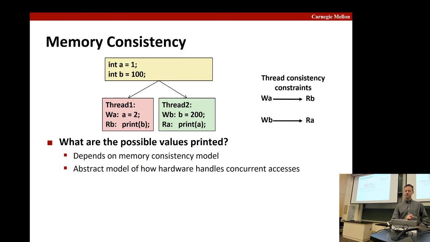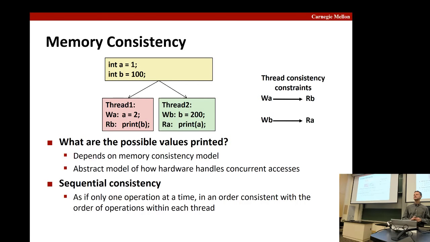One of the first things that you might want out of a memory consistency model is that from the standpoint of a thread, its operations appear to happen in order. That's what we mean by thread consistency constraints: the write of A should somehow take effect before the read of B, and similarly here the write of B should take effect before the read of A.